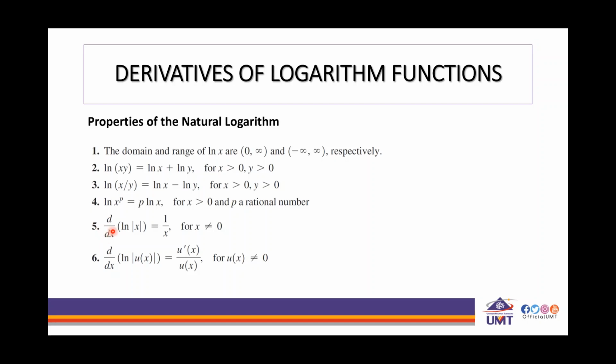Number 5, d ln x over dx is equal to 1 over x, and x must not equal 0. And d ln u(x) is equal to u prime(x) over u(x), where u(x) cannot equal zero. Whatever has a denominator here, it cannot equal zero. If x equals zero, it will become infinity, which means the function will not behave well.